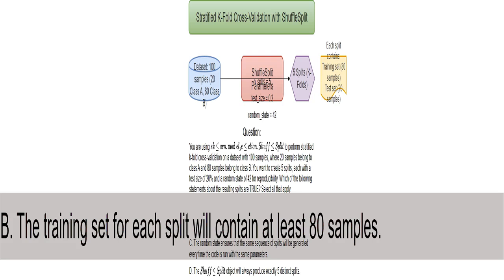This statement is true, because the test size is 20%, 0.2, and the total number of samples is 100. Each test set will have 20 samples. 100 * 0.2 equals 20. Consequently, each training set will contain the remaining 80 samples. 100 minus 20 equals 80. This is a direct consequence of how the test_size parameter is defined in ShuffleSplit.